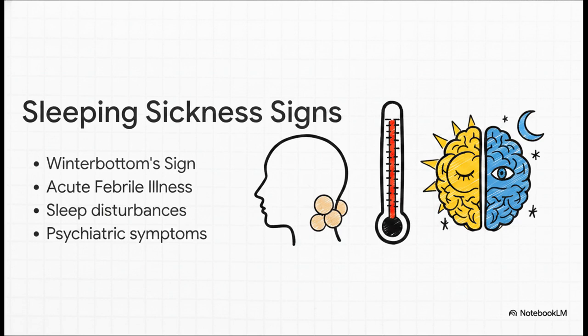Rhodesian, on the other hand, presents as a rapid, acute febrile illness, with a really high fever, diffuse myalgia, and myocarditis. In stage 2 for both variants, when the parasite actually invades the central nervous system, that's when you see those classic sleep disturbances. Sleeping all day, wide awake all night, along with severe psychiatric symptoms and personality changes.